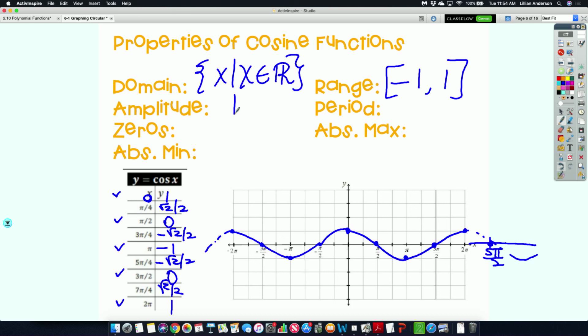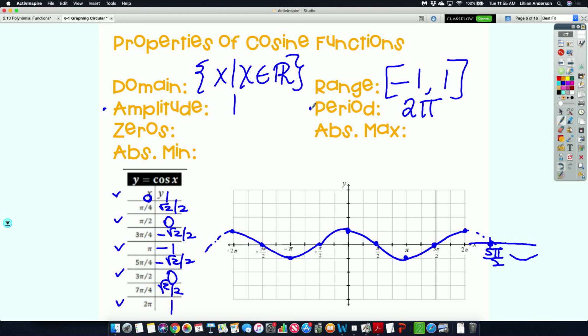And the period is the length of time before the graph starts to repeat itself. Look at that graph. How far has it gone from what point to what point before it starts to repeat that process all over again? 2 pi. And remember, these two, amplitude and period, are going to change depending on if there's a stretch or shrink or anything like that. Okay.